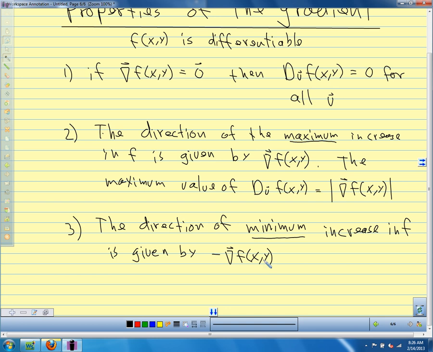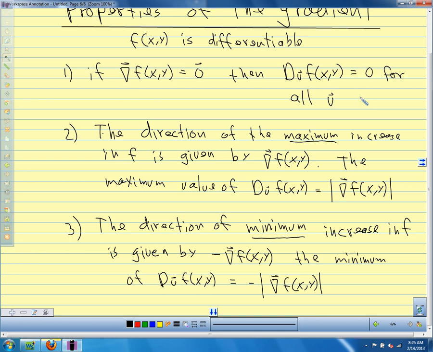So the direction of the minimum increase is given by the negative gradient, and the minimum value of our directional derivative is the negative of the magnitude of our gradient. The proofs of these are very easy. We'll do those at the beginning of class, I think on Friday.